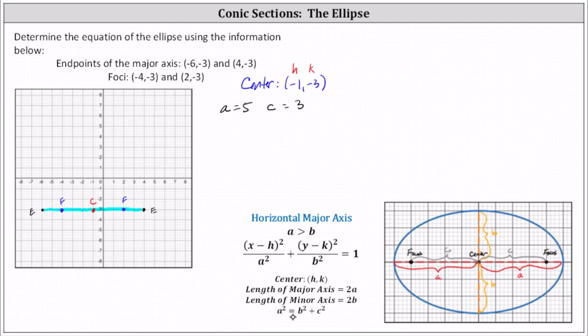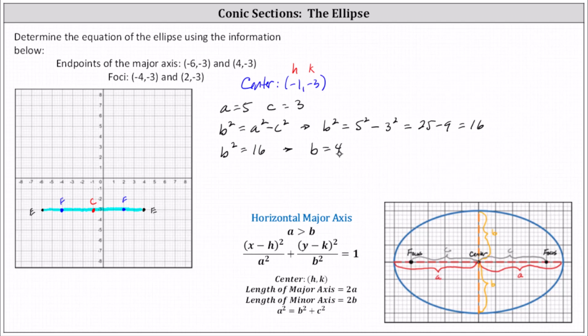We really only need b squared for the equation, but to find the endpoints of the minor axis, we do need b. And let's write this equation as b squared equals a squared minus c squared, which means in our case, b squared is equal to the square of 5 minus the square of 3, which is 25 minus 9, which equals 16. So we know b squared equals 16, and if we square root both sides of the equation, we know b is positive, b equals 4. We now have all the information we need to write the equation, but let's first sketch the ellipse.